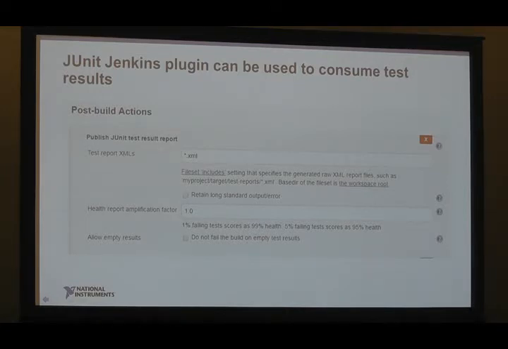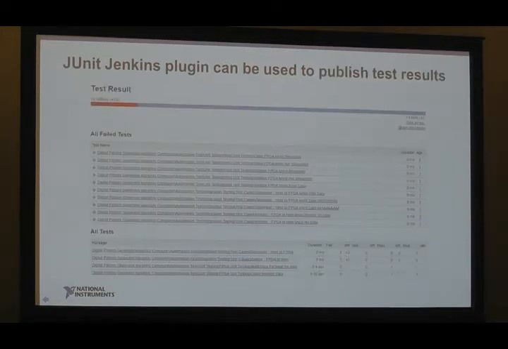Here I just put star.xml to consume all of them, since maybe you have multiple sets of unit tests. Then, with that same plugin, you can visualize what happened in that particular unit test run. It gives you results like how many tests were run and how many failed, and you can go in and look at additional numbers like how long it took to execute the individual tests.